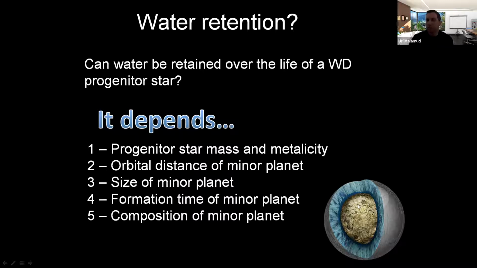And also it depends, of course, on the composition, because some minor planets intrinsically have less water to begin with, or more water to begin with. So it depends on all of these different parameters. And there's a really large parameter space that you need to explore in order to answer this question. Can water actually be retained during the main sequence phase, and especially the post-main sequence phase of the host star, before it becomes a white dwarf?